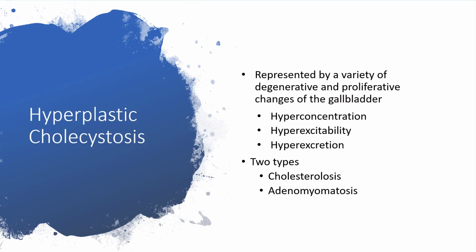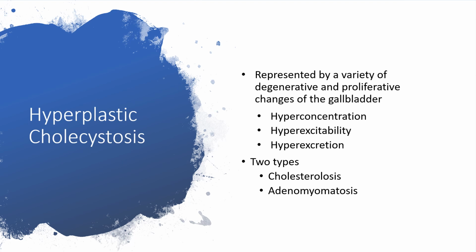Okay, hyperplastic cholecystosis is different than cholecystitis. Cholecystitis is an inflammation of the gallbladder. Cholecystosis is a disease of the gallbladder, and it's represented by a variety of degenerative and then proliferative changes of the gallbladder. So the gallbladder degenerates and then tries to regenerate. The characteristics of this are going to be hyperconcentration of the bile, hyperexcitability, so any little thing will make the gallbladder contract, and then hyperexcretion. It's going to contract forcefully.